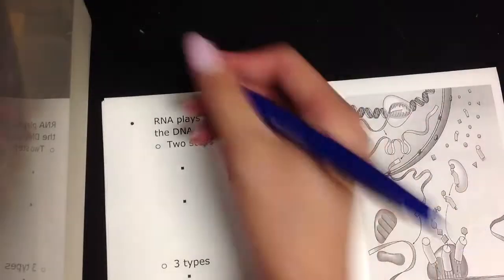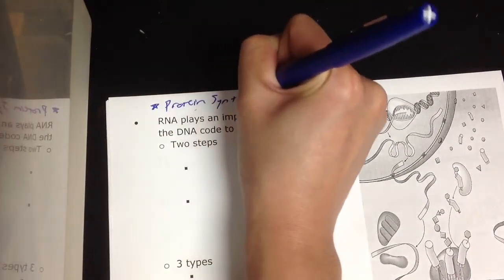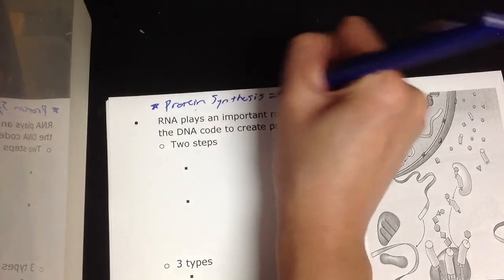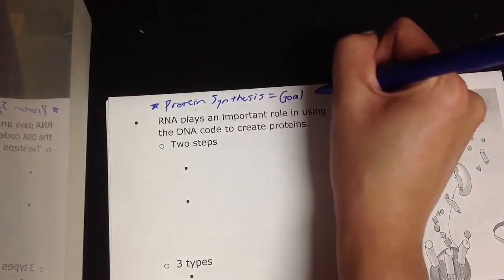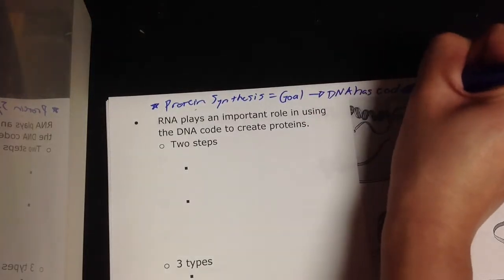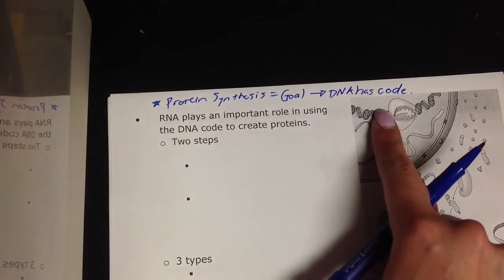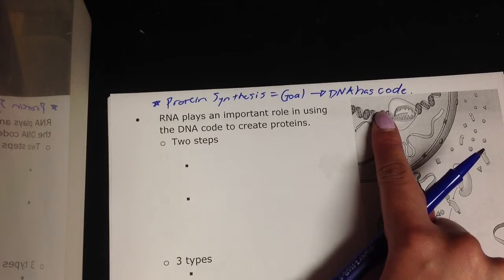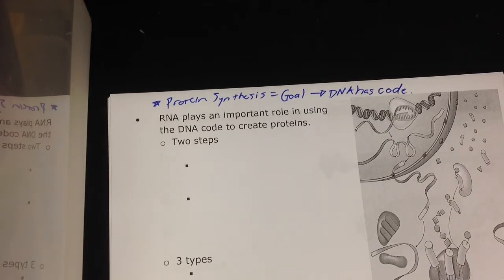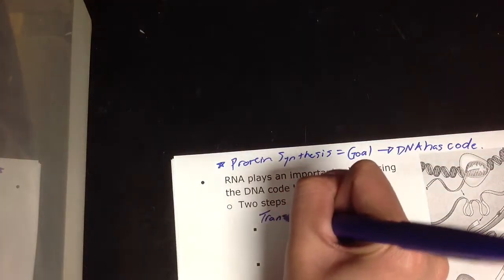What you want to keep in mind, though, is that protein synthesis is our goal, and that DNA has the code. So at the end, we want to make a protein, but initially we have to work with DNA. RNA plays an important role in using the DNA code to create proteins. There's two major steps that we need to know. The first step is called transcription.